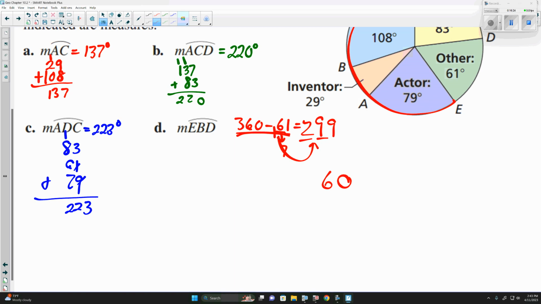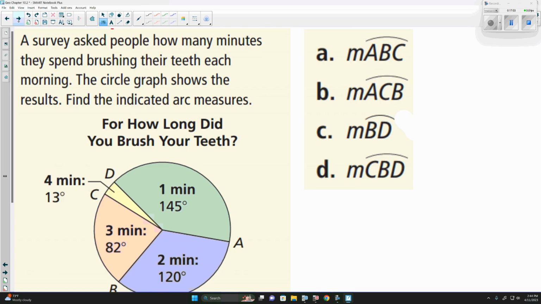Now, before we move on, let me get this color. Would A, 137 degrees be major, minor, semicircle? Minor's under 180. Major's between 180 and 360. And 180 is semicircle.